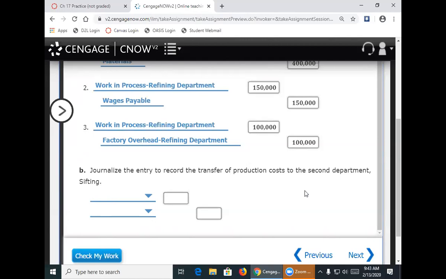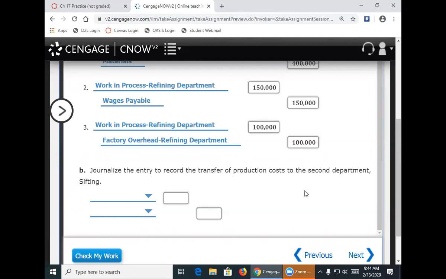We don't know anything in sifting, and we really don't need to until we move to the next process. But yeah, we just want to balance this refining. So what we're looking for is what was transferred. This is what was transferred to sifting. So it's the same as when we were working from work in process to finished goods, we're just balancing our T account. So we're going to take beginning balance plus all of our production costs and subtract out that ending balance.